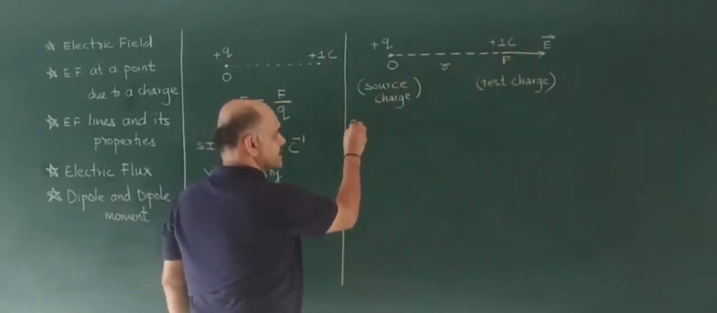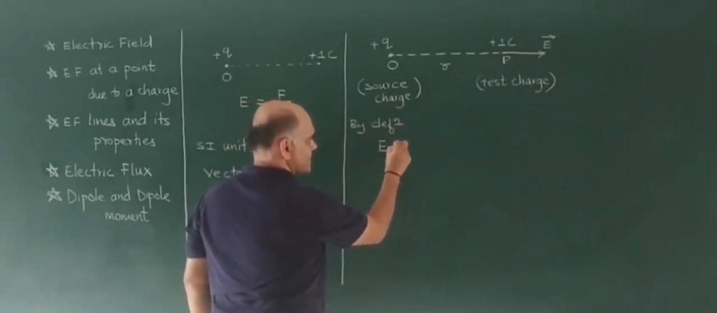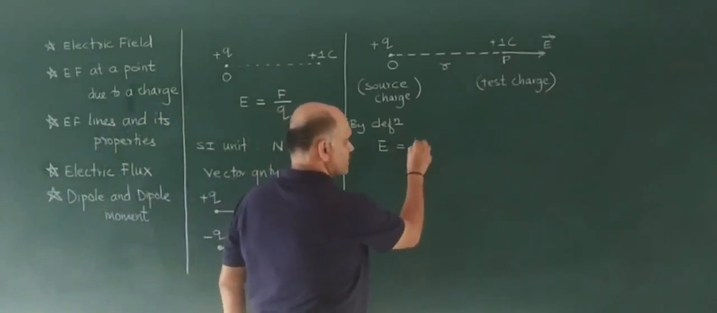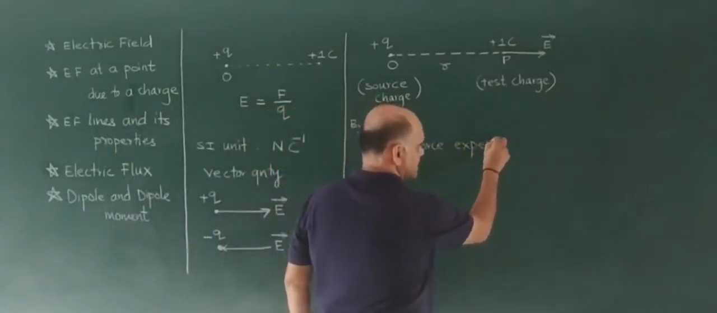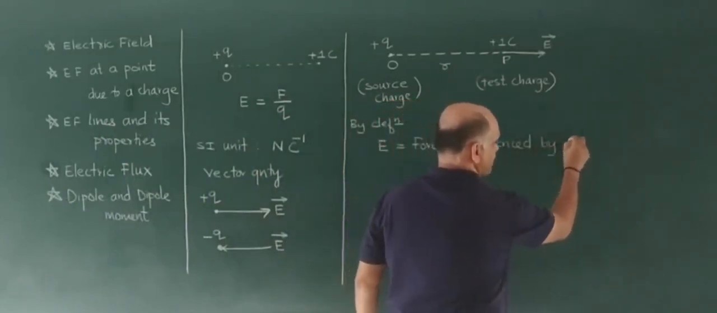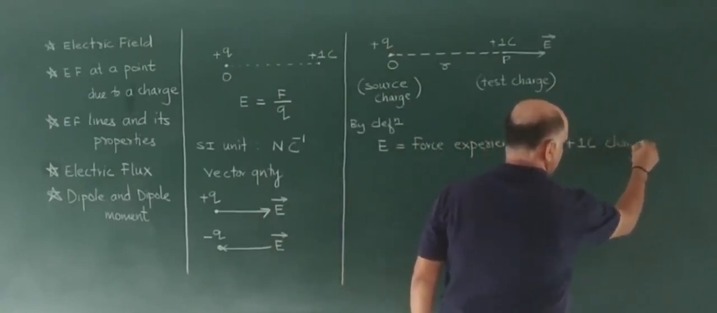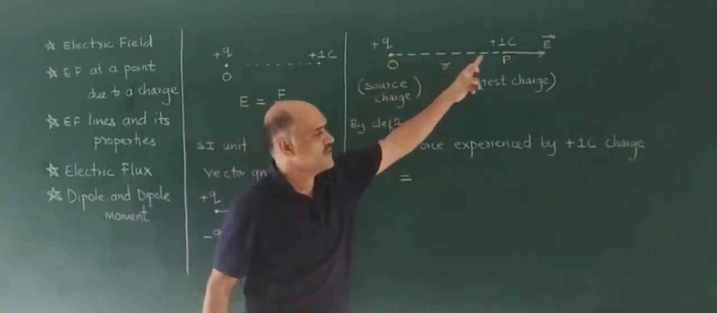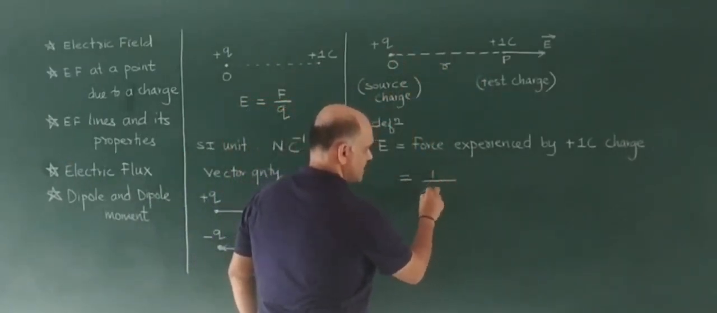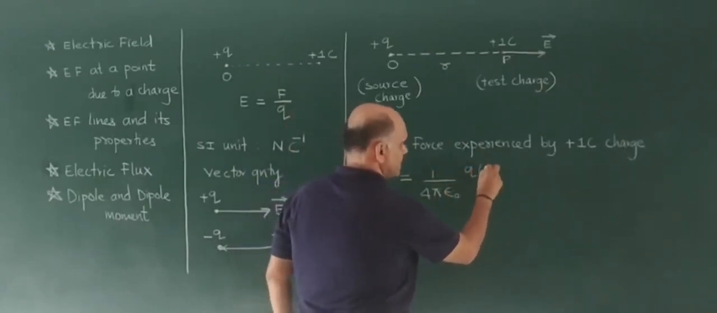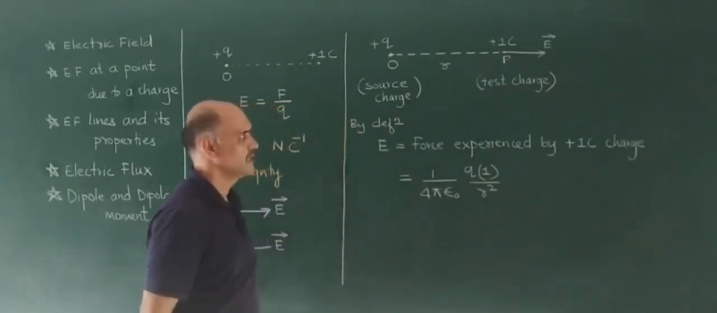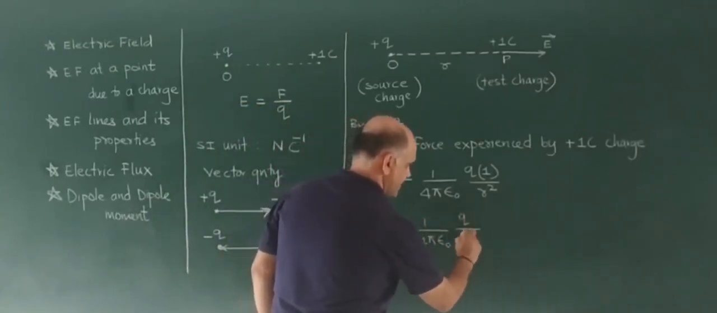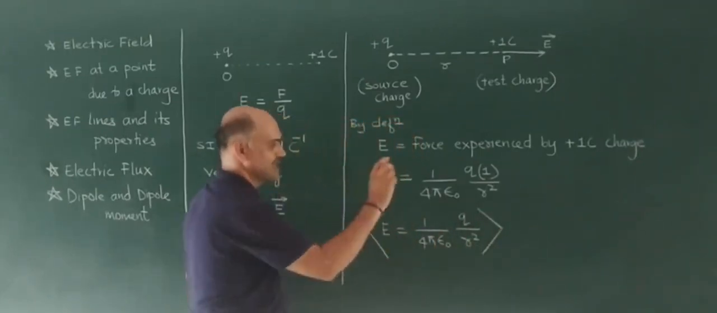Now by definition, electric field is, as I have just told, force experienced per unit charge. So E is equal to force experienced by unit positive charge, so one coulomb charge. Now apply Coulomb's law formula over here. Force experienced by one coulomb charge: if I apply Coulomb's law between these two, I will have 1 by 4 pi epsilon naught, Q into 1, divided by R square. So you will have E is equal to 1 by 4 pi epsilon naught Q divided by R square. This is the expression for electric field.